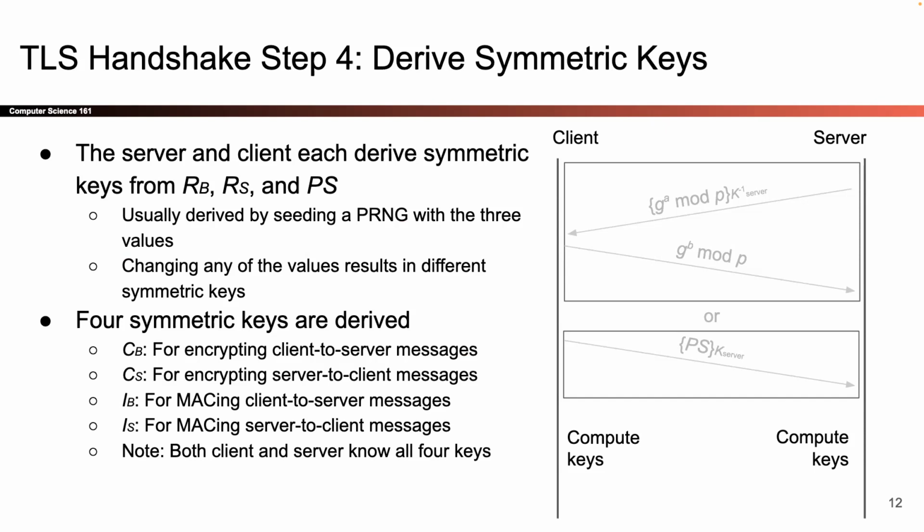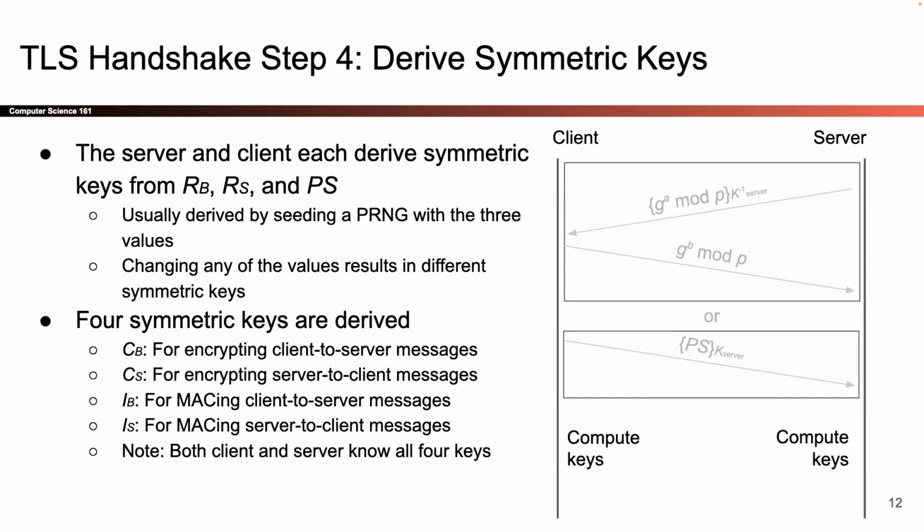In particular, we're going to derive 4 of them. You can think of it as this is going to allow me to split the key for encryption and the key for MACing. This allows me to avoid key reuse, where I use the same key in 2 different algorithms. So both sides are going to derive 4 different keys. Both sides are going to know all 4 keys. And all of this happens offline.